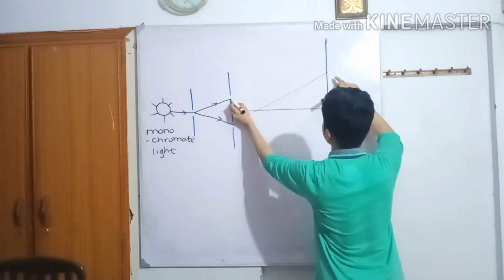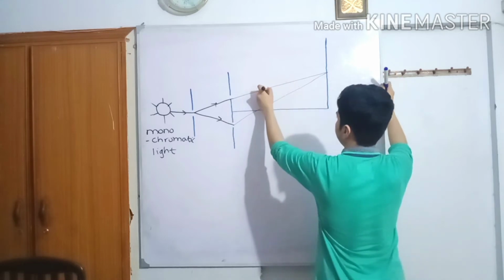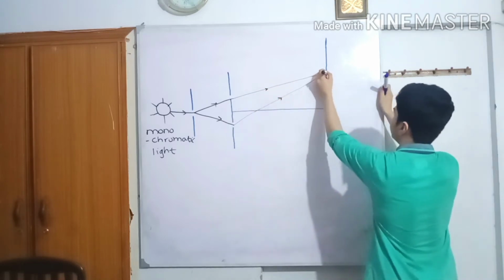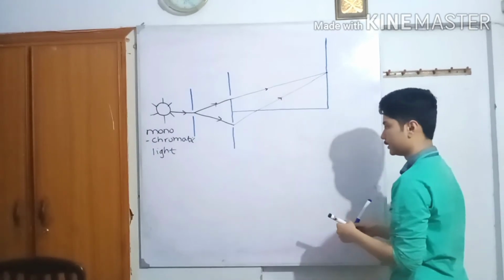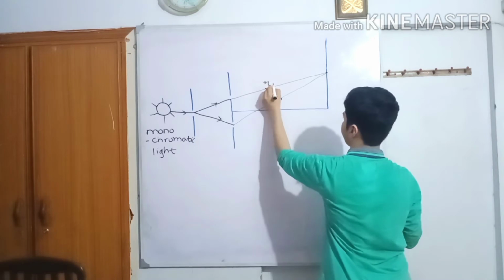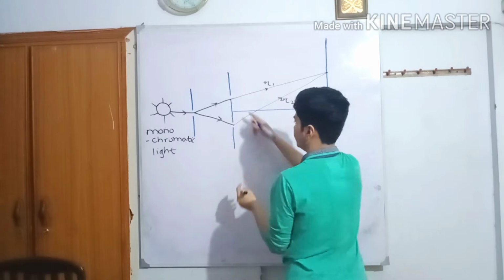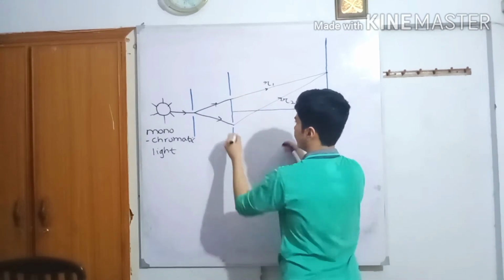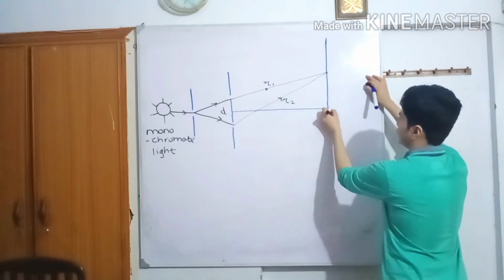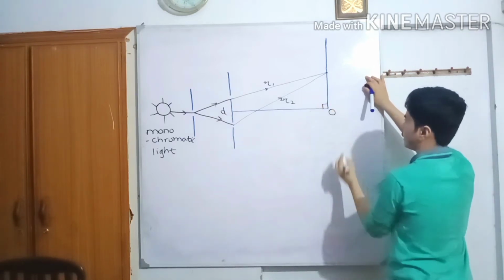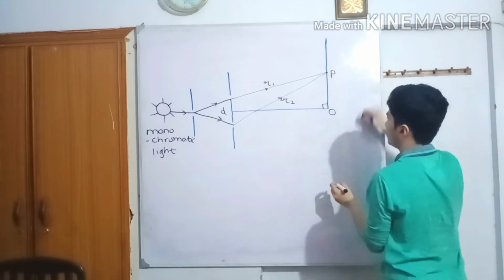This is a visual screen, and the two light rays are going to interfere and produce either constructive interference or destructive interference. So this is ray 1, this is ray 2, and the distance between the two slits I can name as D. Let's assume this point as the origin, this is angle 90 degrees, and this is assumed as point P.